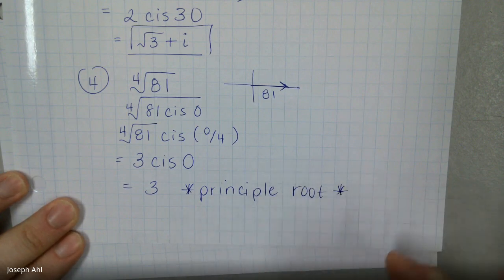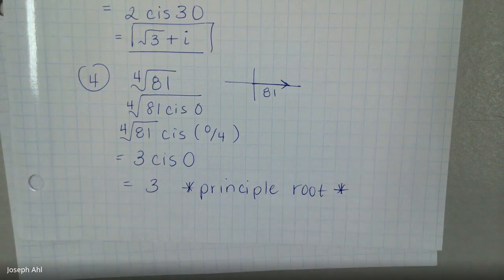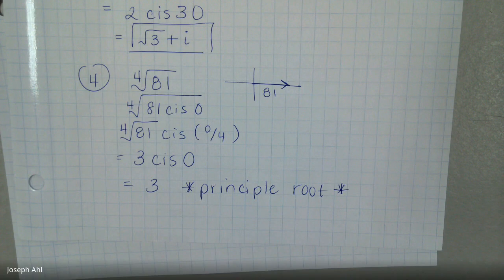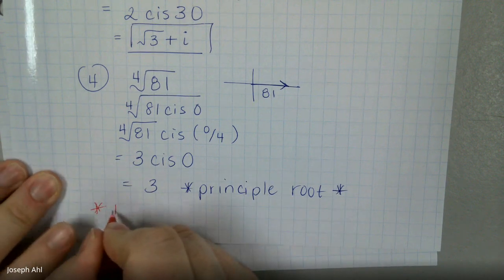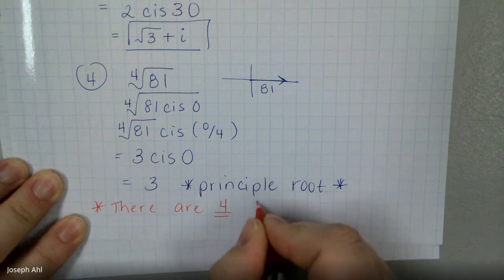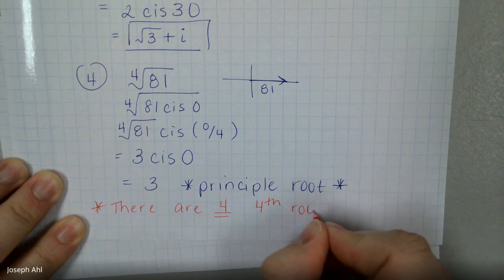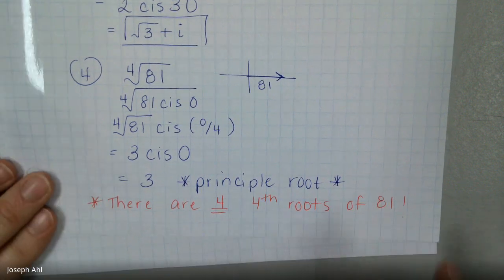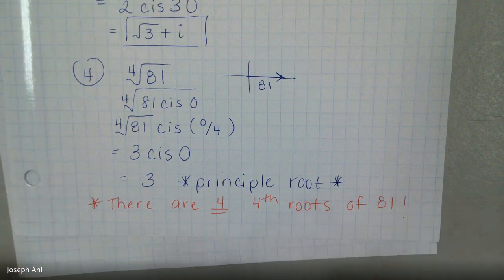I mentioned that term at the beginning of the notes today, and I said I would explain what that means. The principal root is sort of the first answer that you get when you take the fourth root of 81. But what we're going to learn in the next lesson is that there are 4 fourth roots of 81, which is pretty amazing because we're used to just taking a root and getting a single answer like we did for all the others.